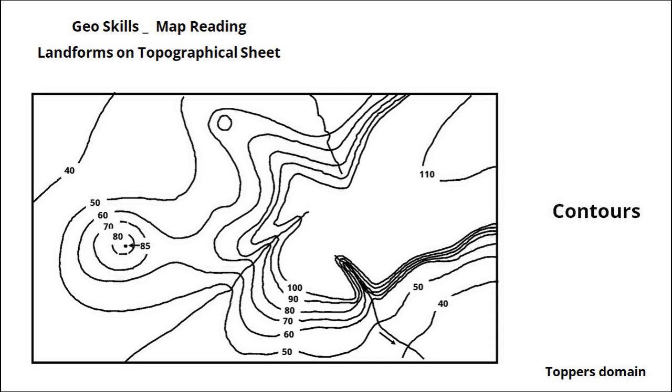Let's get started. As we all know, a topographical sheet illustrates landscapes using contour lines, each depicting a specific elevation. These lines connect points of equal height, forming patterns that reveal the terrain's shape. Together, they provide a detailed visual representation of the land's topography. On a topographical sheet, different landscapes are represented by different combinations of contours. Here is a brief description of some of the landforms.